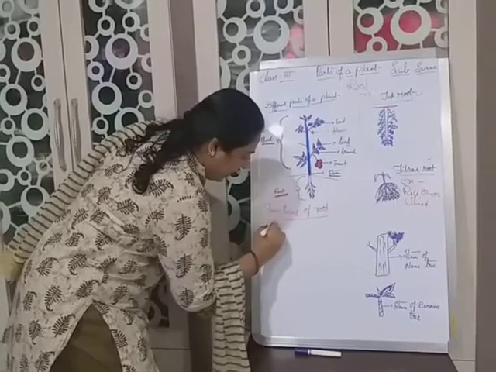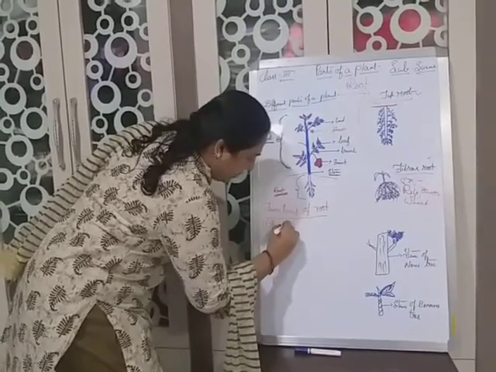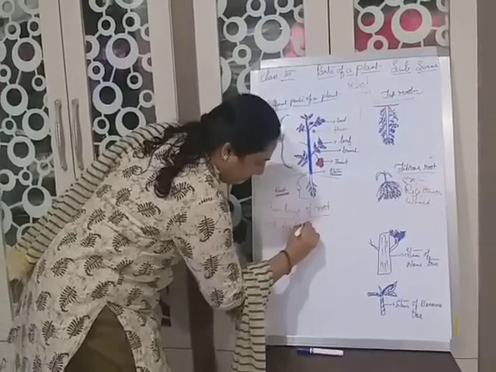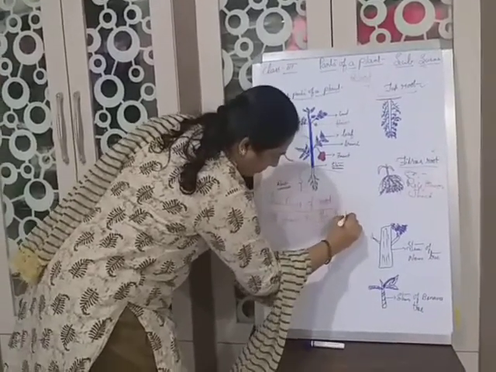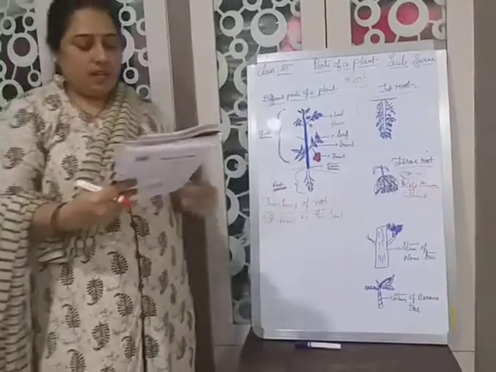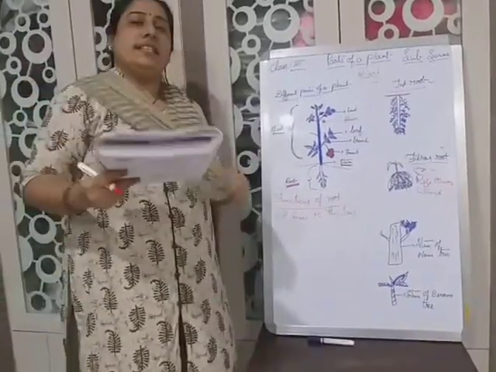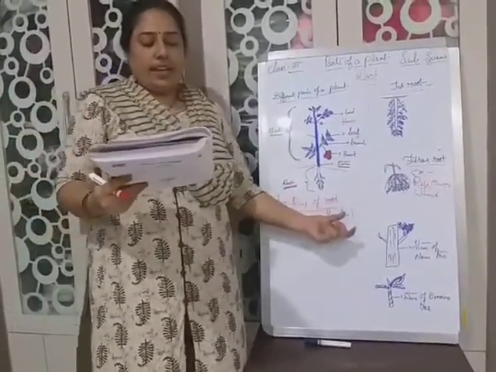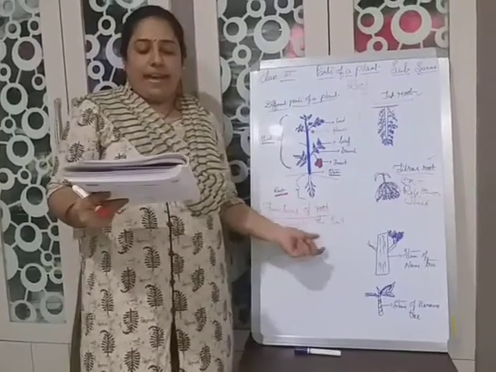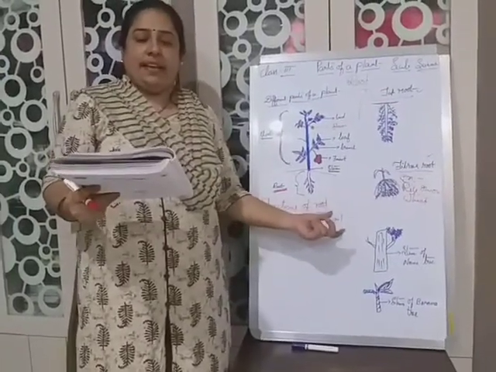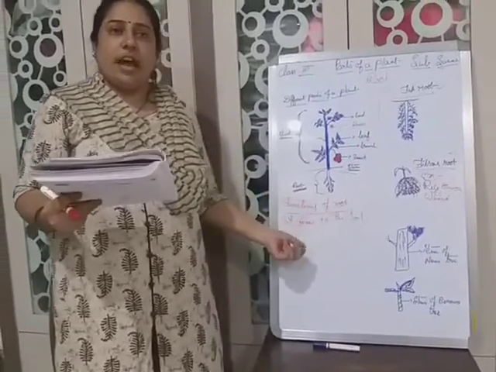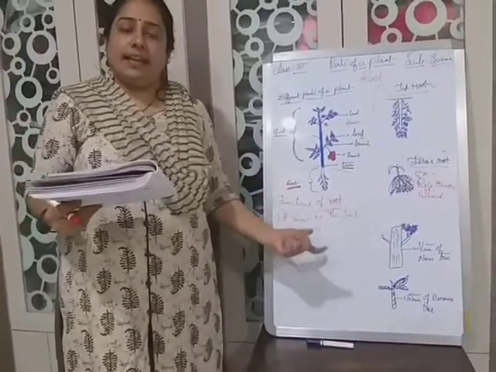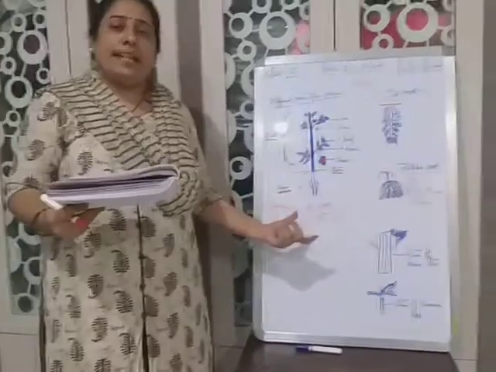It fixes to the soil. The root fixes the plant to the soil. Without roots, a plant will not be able to take in water or salt from the soil. So if there are no roots, the plants will die.